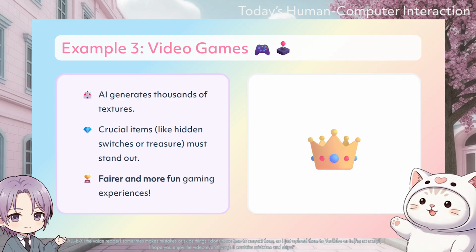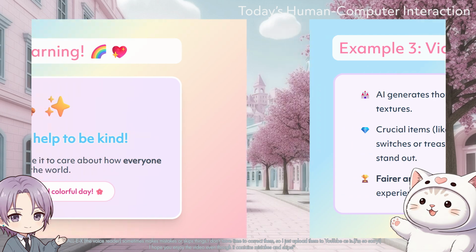By applying a loss evaluation during the game development process, the game engine can guarantee that all important items stand out clearly from their surroundings. It ensures that the local gradients and edges of the treasure chest are preserved, no matter what kind of vision the player has. This means fairer and more fun gaming experiences for millions of players around the world.